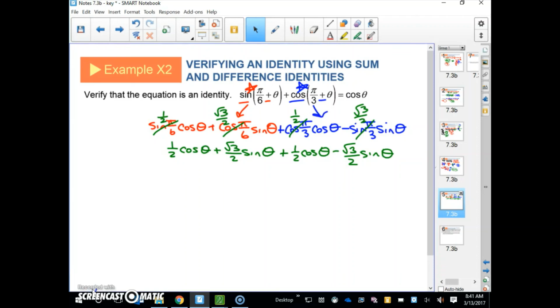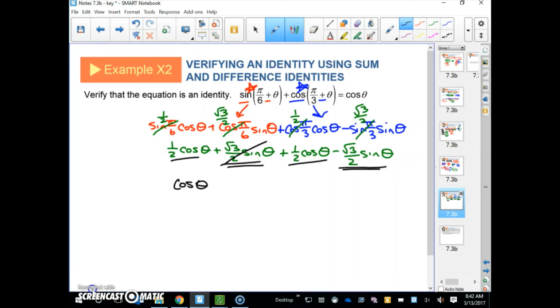And you always kind of keep an eye on the other side. We want that to clean up and equal the right side, which is cosine theta. And so look what happens. It was a really complicated looking mess, but I see 1/2 cosine theta plus 1/2 cosine theta is going to equal 1 cosine theta. But then I also see square root of 3 over 2 sine theta minus square root of 3 over 2 sine theta. Those cancel each other out. So that's gone. All I have left there is cosine theta, and that's exactly what I wanted, right? I wanted cosine theta equals cosine theta. Okay? So at this point, my left side equals my right side, and I'm finished.